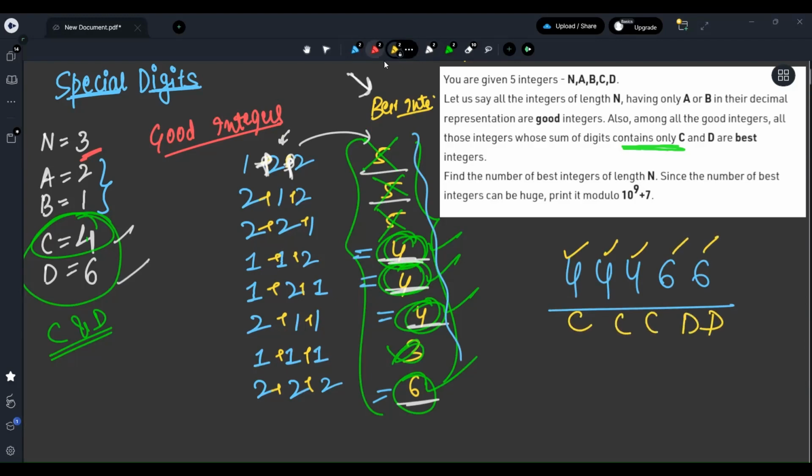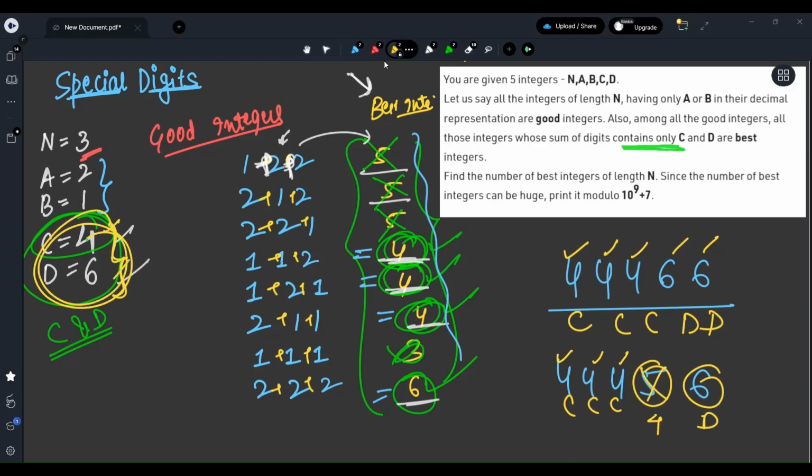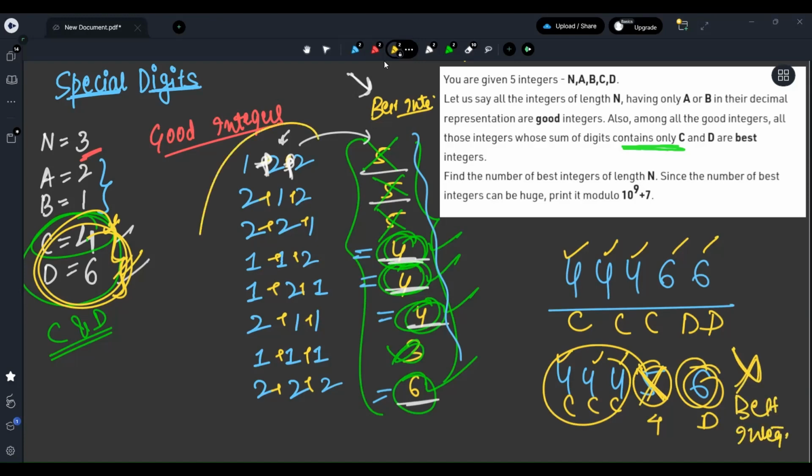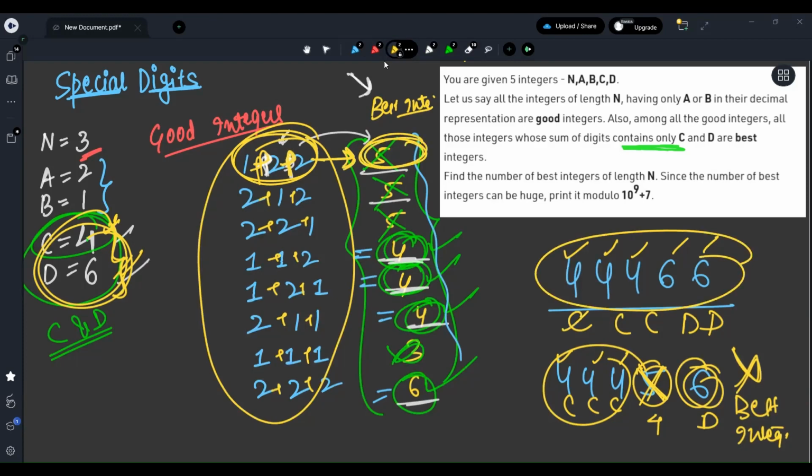Now let's say I got 4 4 4 5 6. I can see 4 4 4 is C C, this is D, but this 5 is nothing. I have only two variables C and D, and only those should be there. This 5 should not be there, so this is not a best integer. So best integers are those where, when I sum the digits of the generated permutation, the sum I get has only C and D. Okay, so this is the question.